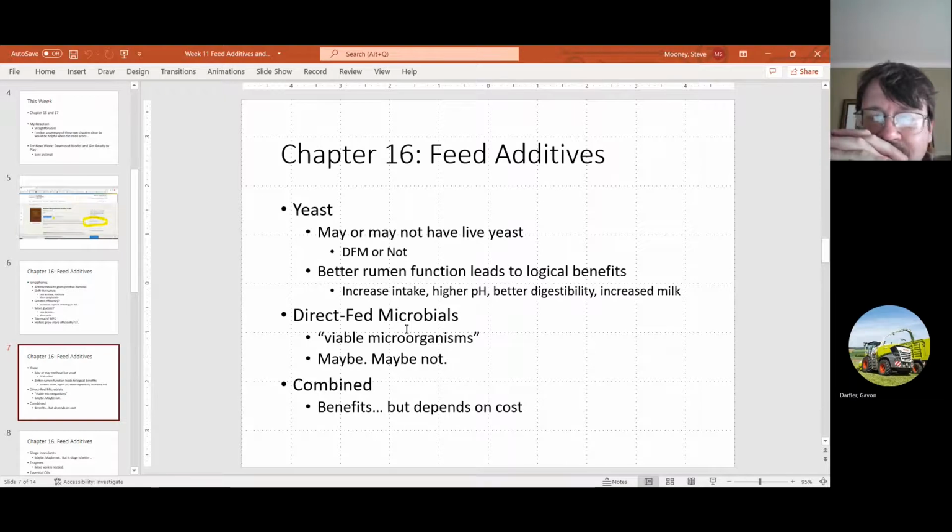So it seems that direct fed microbials for lactating cows, maybe they work, maybe they don't. If you put the yeast and the microbial together, it really depends on the cost of what that might be, and putting that against the benefits.